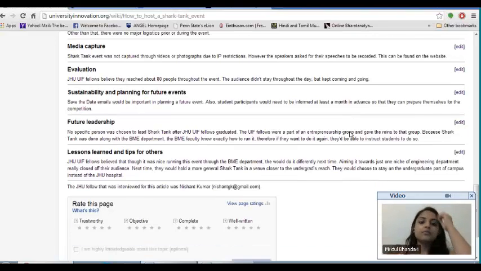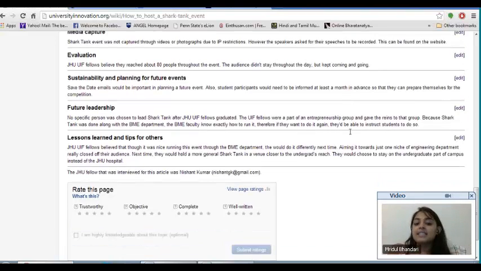The lessons that Nishant said that we should learn, that he would do differently, is that he wouldn't have made it such a niche of an event. Instead of going to just the BME department, he would have probably chosen to open up to all the engineering departments, or even better, the entire university, so that there could be more people that would want to come and do this. So that's one of the things that he would want to do.